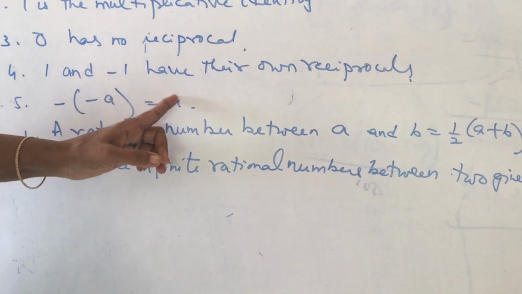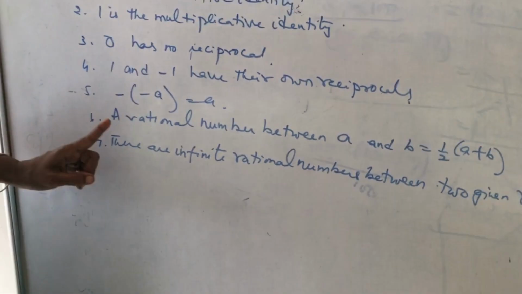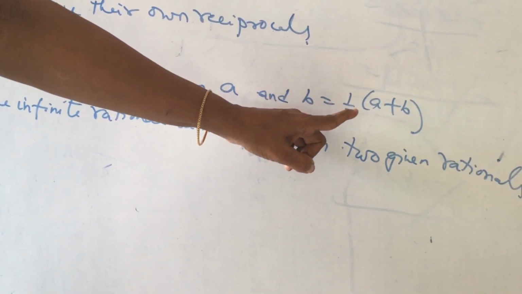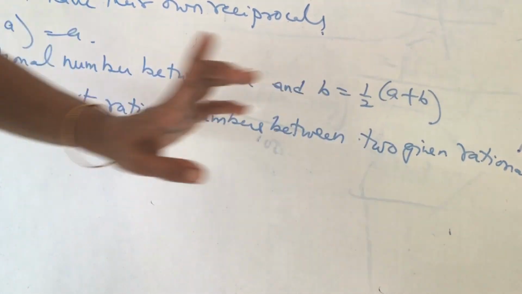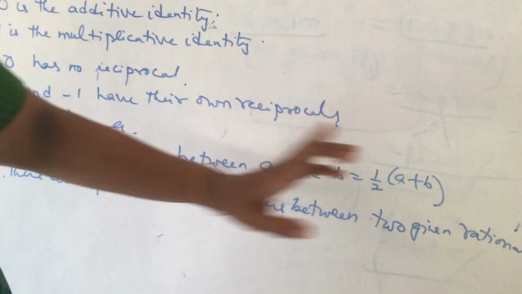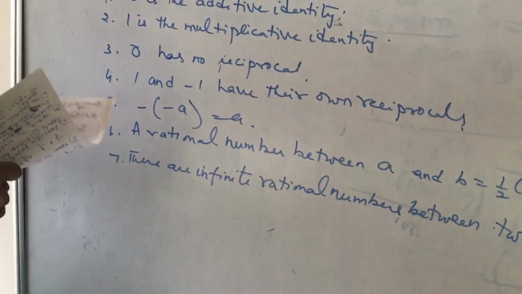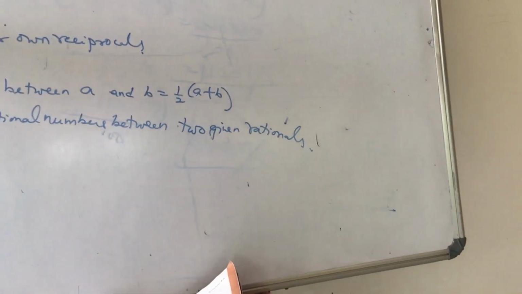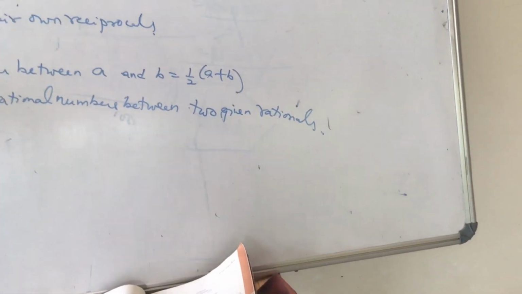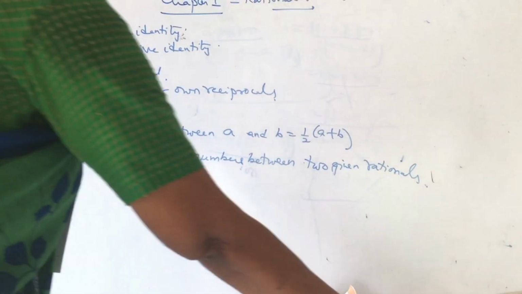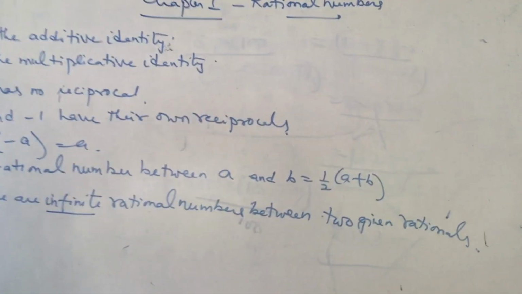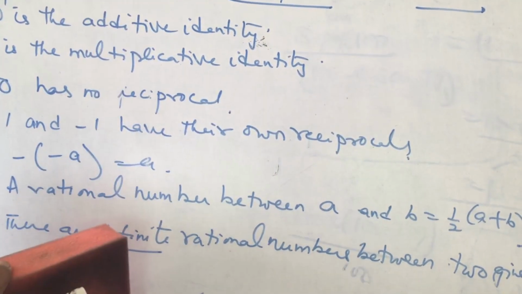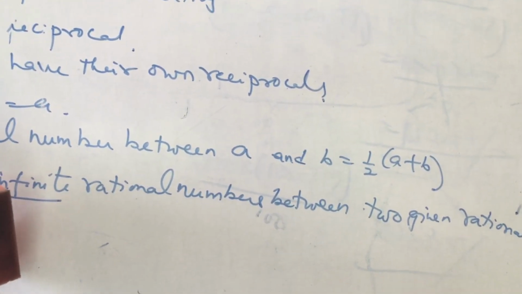Minus of minus a is equal to a. A rational number between a and b is equal to half into the sum. Sum means a plus b. There are infinite rational numbers between two given rationals. If two numbers are given, children, you can insert infinite rational numbers. Are you able to follow? Learn these points, children. These are the basics of the topic rational numbers.